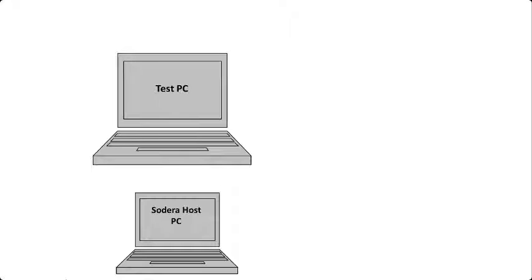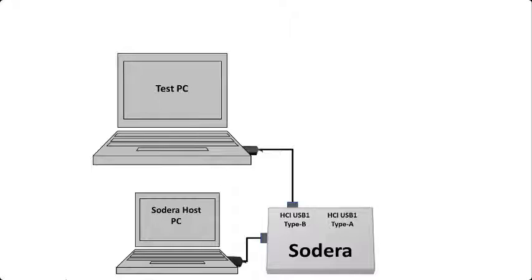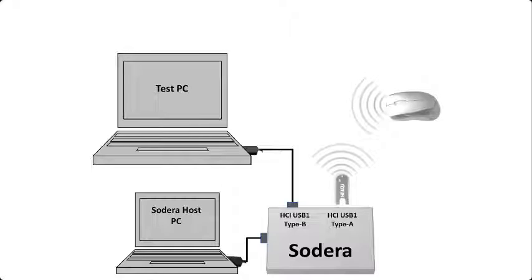To capture the USB traffic, we insert the Sodera unit into the USB path. The Sodera is connected to another computer we call the Sodera host. The host PC is running the Frontline protocol analysis software. We remove the USB Bluetooth adapter and connect the Sodera HCI USB Type B connector to the test PC USB port. Now the USB adapter is connected to the Sodera HCI USB Type A connector.